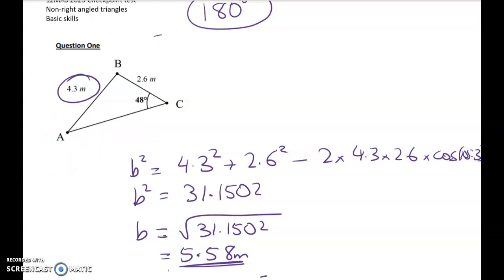We could also, at this stage, have used 4.3, 2.6, and this angle here. Or lastly, we're going to use 48 degrees. To find the area, we use this side and we use this side. So we're always looking for the big idea of the included angle.